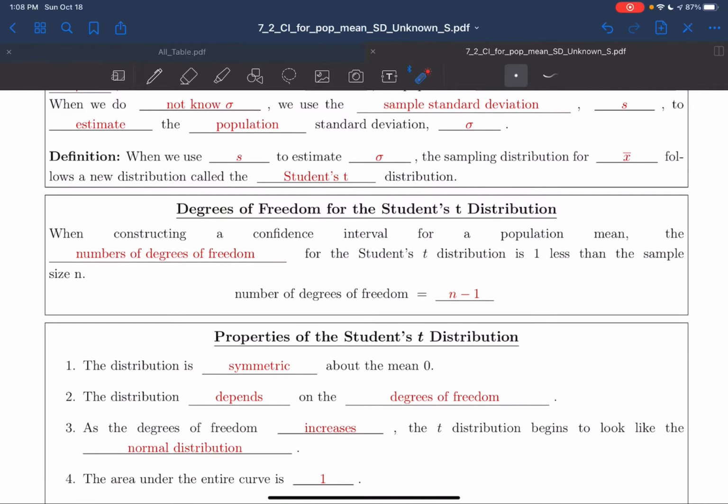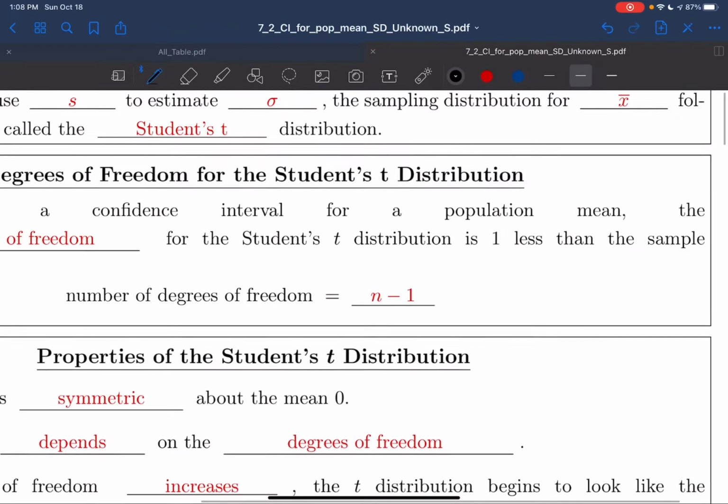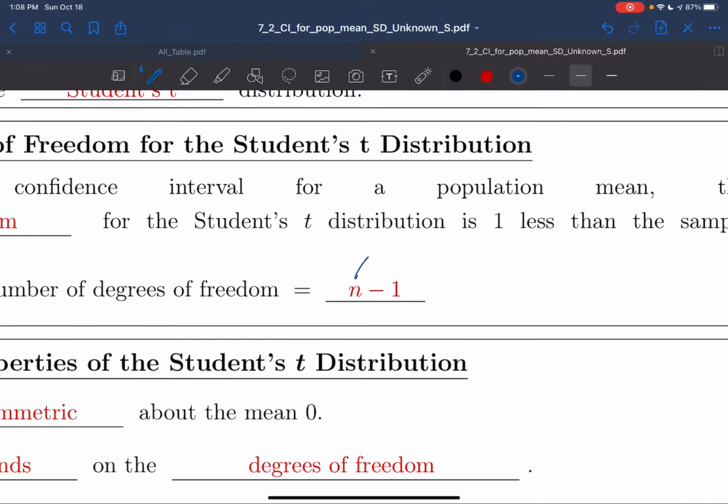When learning about the student t distribution, we need to know something called degrees of freedom. When constructing a confidence interval for a population mean, the number of degrees of freedom for a student t distribution is just one less than the sample size n. In other words, the degrees of freedom equal n minus 1, where n is your sample size.